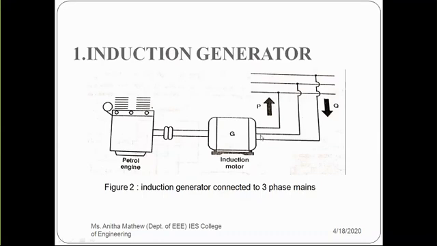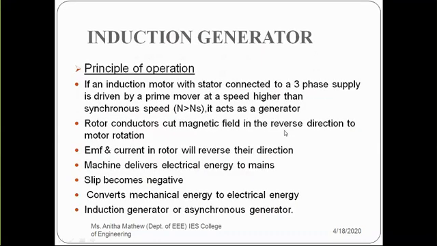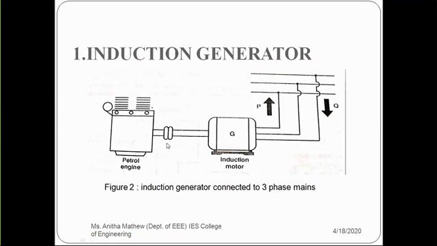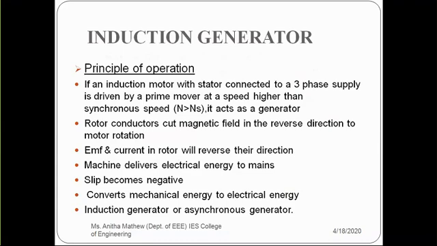This power will be active power. All the explanation is shown in this slide. When the prime mover moves the rotor above the synchronous speed, the rotor conductors cut the magnetic field in a reverse direction, reverse to that of the motor. And the EMF and current in the rotor will reverse their directions.